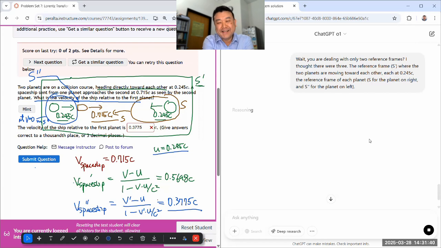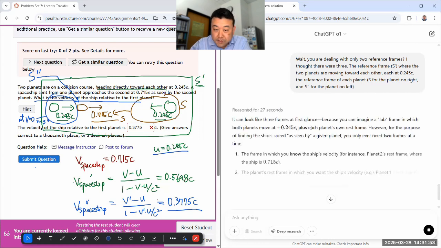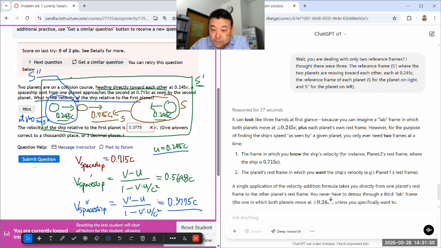I don't know. I think one fault of ChatGPT is that it's too agreeable, because that's what pre-trained people prefer. Like nobody wants something disagreeing with them. It can look like three frames at first glance, which was the purpose of only needing two frames.